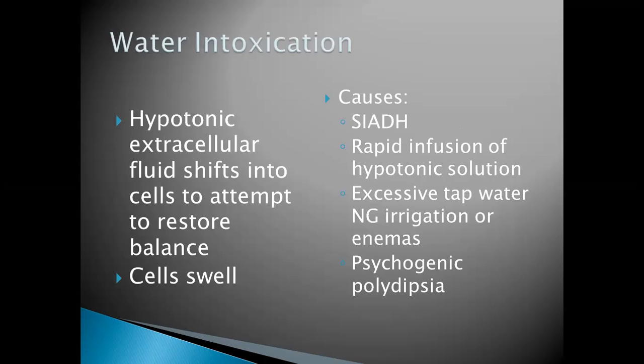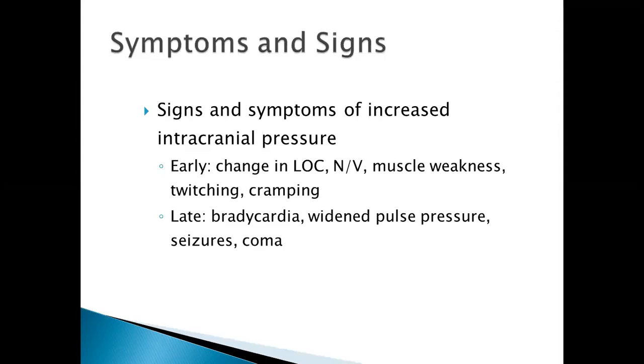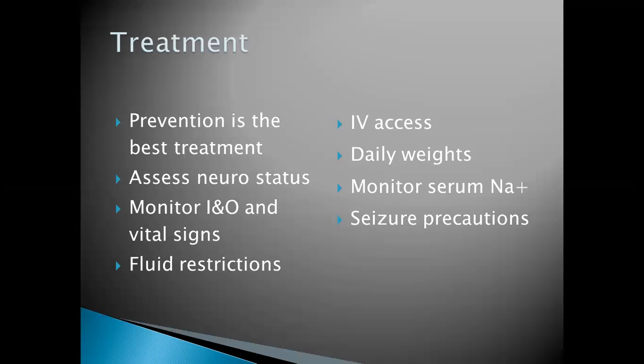Water intoxication is when hypotonic extracellular fluid shifts into the cells to attempt to restore balance. Now there is cellular swelling. Causes include SIADH, rapid infusion of hypotonic solution, excessive tap water or nasogastric irrigation or enemas, and psychogenic polydipsia. Symptoms and signs are those of increased ICP. Early changes include changes in level of consciousness, nausea, vomiting, muscle weakness, twitching, and cramping. Late changes: bradycardia, widened pulse pressure, seizures, coma.